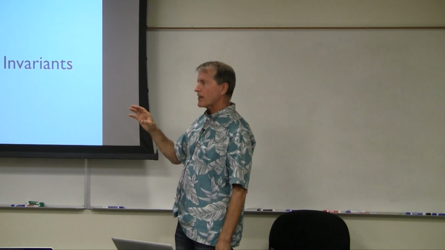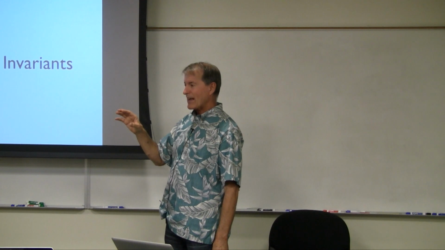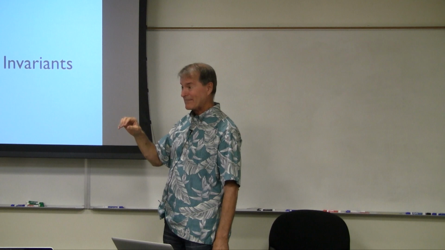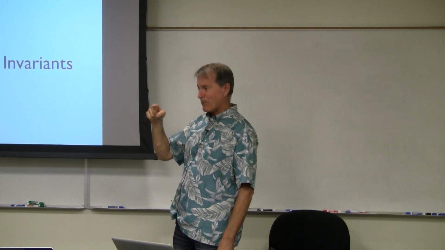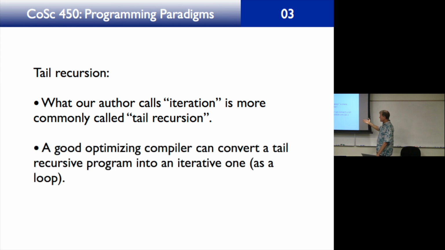So if you write a tail recursive function, when it executes, it's actually not calling itself over and over and over again, even though it looks like that's what you wrote, because the compiler can turn it into a loop. So what our author calls iteration is more commonly called tail recursion. A good optimizing compiler can convert a tail recursive program into an iterative one as a loop.